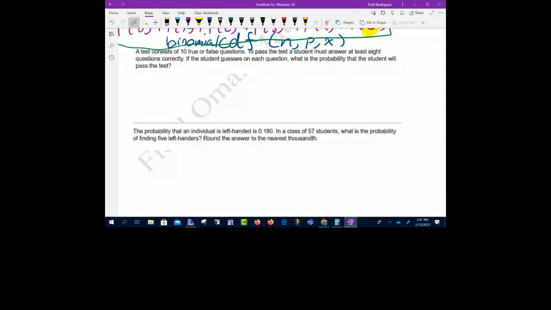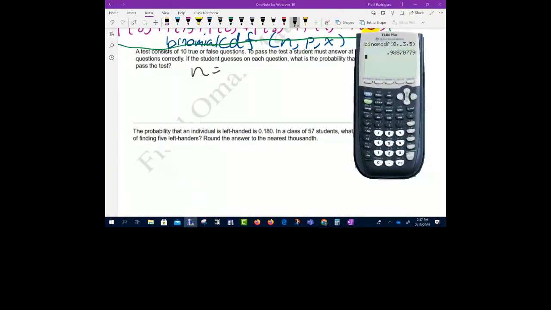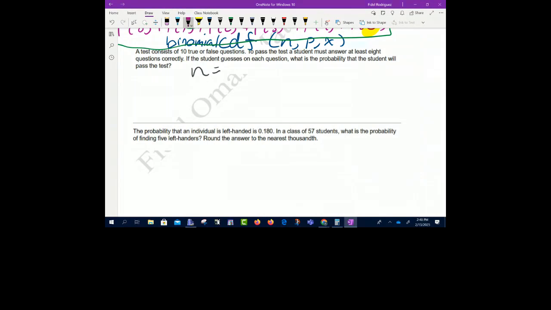Okay, so the next part says a test consists of 10 true or false questions. To pass the test, a student must answer at least 8 questions correctly. If the student guesses on each question, what's the probability that the student will pass the test? I'm going to do my binomial distribution here. Let's remember n is the number of trials. Depending on how your calculator is, mine looks a little different because the software is just not updated. But n, how many questions are they going to ask us? 10, right?